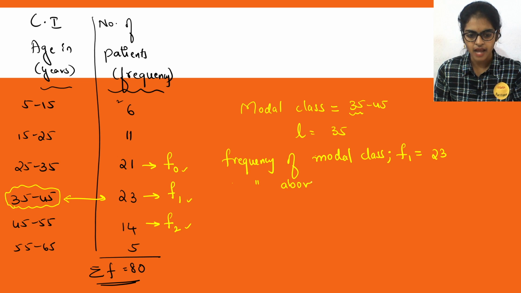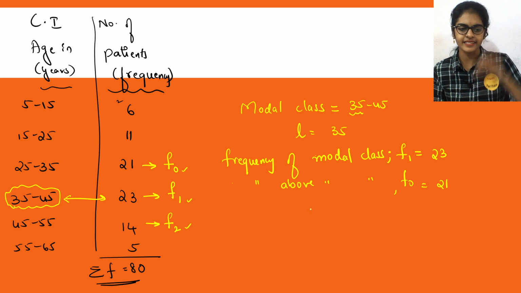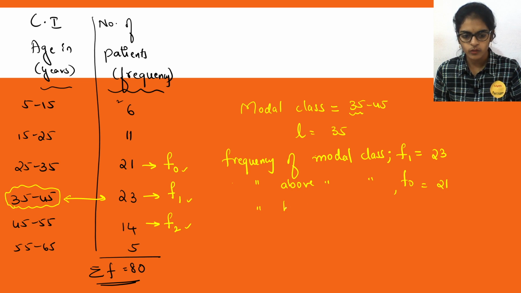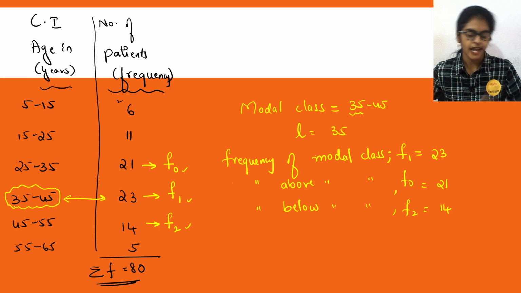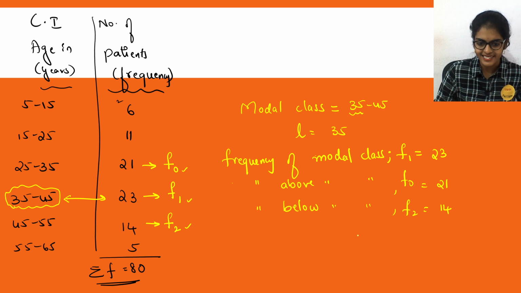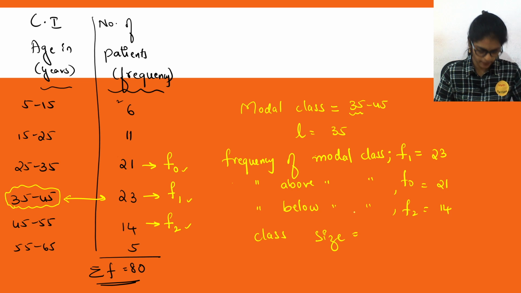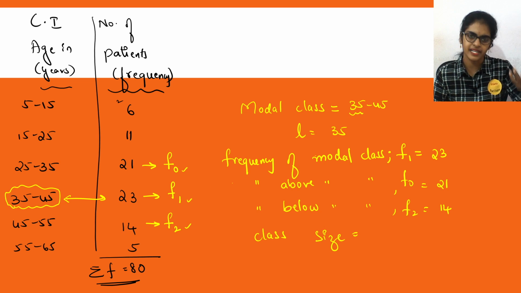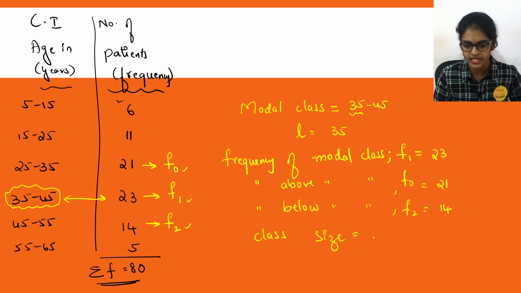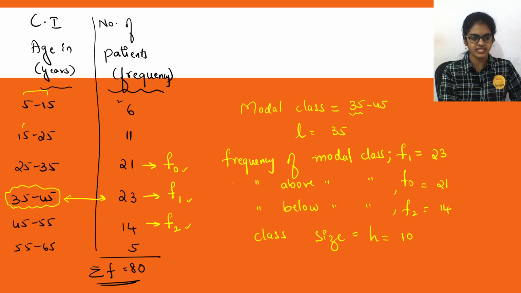Frequency above modal class, you are taking it as F0, so that value is 21. You're not doing anything, just you are picking out the values. Frequency below the modal class is nothing but F2. Now that value is 14. That's it. And what is the class size here? Class size is nothing but upper limit minus the lower limit. So 15 minus 5 or 25 minus 15, it gives you 10. So class size H is nothing but 10. Okay, the length of this class, every class, it's of equal length, it is 10.